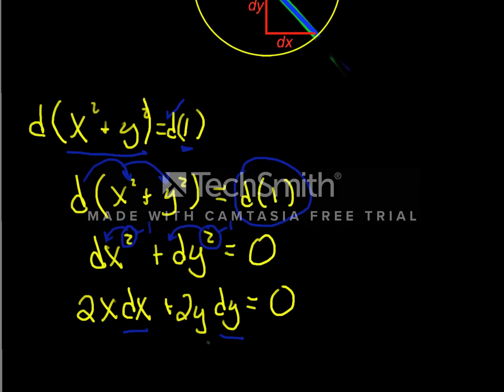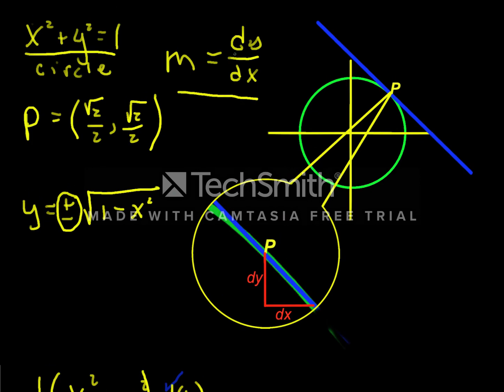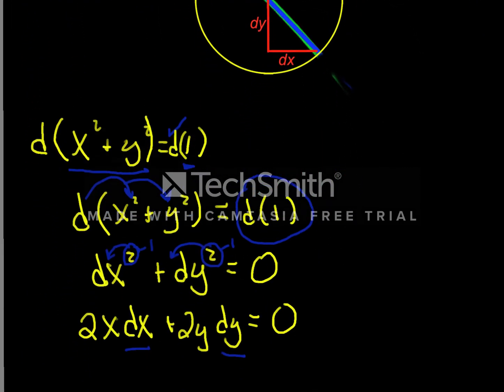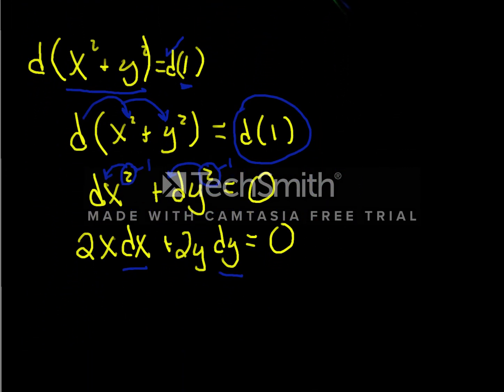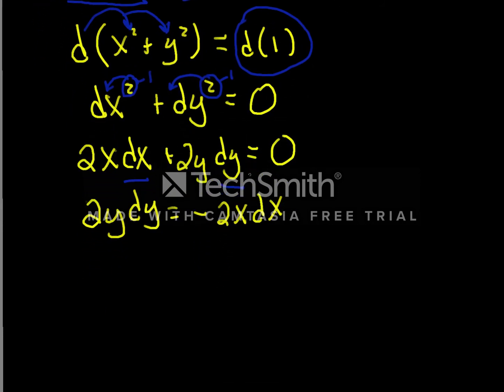And so let's go back and see what we're looking for. Remember, we want the slope, which is the ratio of dy dx. So we want to solve what dy divided by dx is equal to. Let's do it easier this way. Let's subtract. We'll bring this over. So I get that 2y dy is equal to negative 2x dx. And I want to solve for dy dx, so I divide both sides by dx.